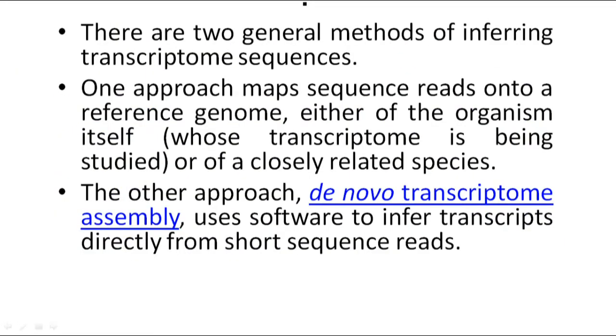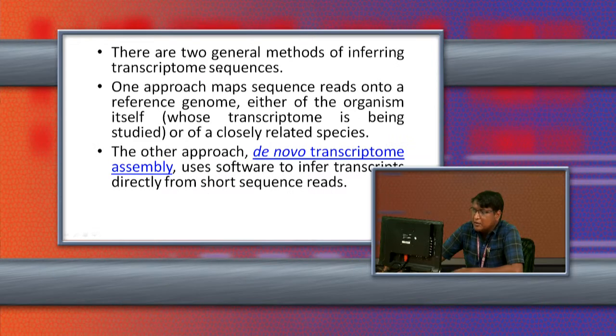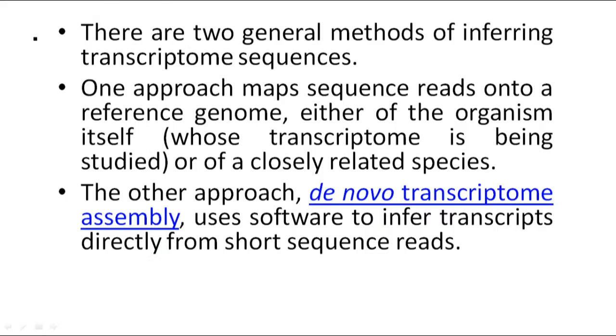There are two general methods for inferring transcriptome sequences, right? One approach maps sequence reads onto a reference genome, either of the organism itself or a closely related species. See, we have a strong database, right? So the sequence reads are compared with available information in the database with related sequences or with reference genomes. The other approach is de novo transcriptome assembly. This completely uses software, because de novo is the collection of available information, right? What sort of information is available, all those things are put together and analyzed with the help of software. So why do we use software here? To infer transcripts directly from short sequence reads, right?